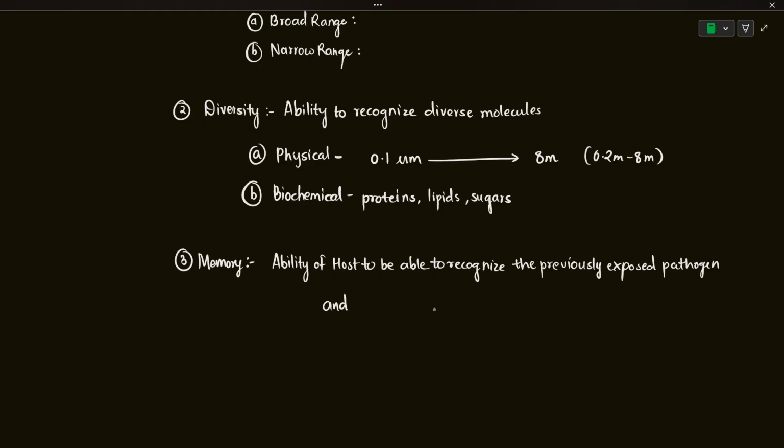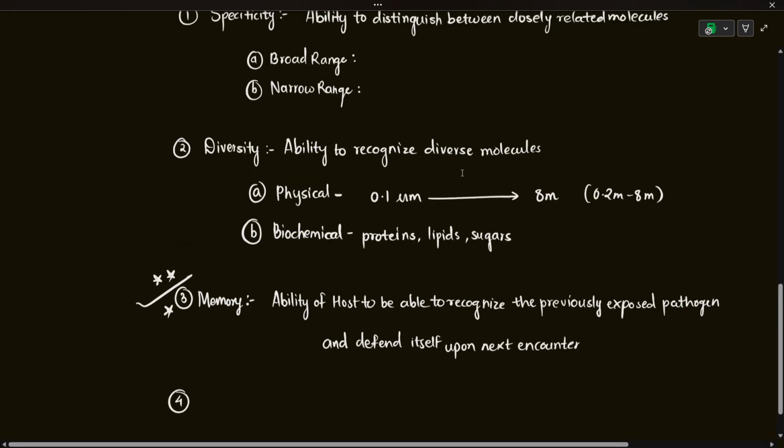and now it is able to defend against that bacteria. So this whole ability is known as memory: the ability of the host immune system to recall the previous exposure, and the ability to defend the host upon the next encounter. This is a very important property that our immune system possesses, due to which we are able to tackle a lot of pathogens again, and it really makes the job of the immune system easy.